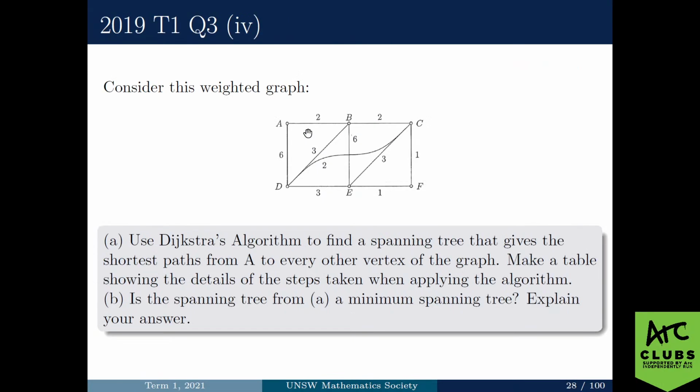All right. So next question is about spanning trees. It says consider this weighted graph. And yeah, it looks a bit weird, but whatever. Part A is use Dijkstra's algorithm to find a spanning tree that gives the shortest path from A to every other vertex of the graph, and make a table showing the details of the steps taken when applying this algorithm.